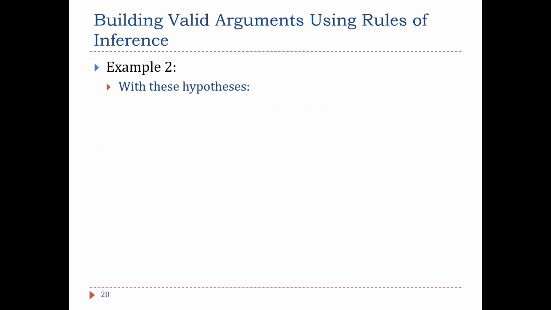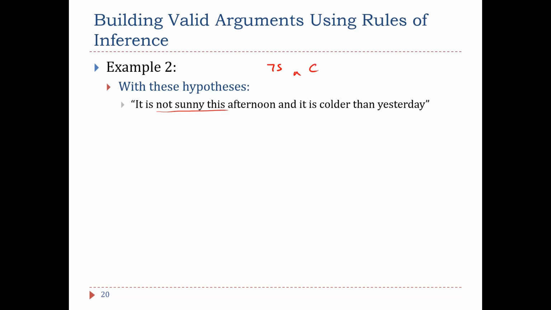Another example, where we are also translating at the same time from English to logic. They are saying that this afternoon it's not sunny, and it's colder than yesterday. We will go swimming only if it's sunny. Usually when you have P only if Q, you write it as P implies Q. So we will go swimming only if it is sunny: swimming implies sunny.